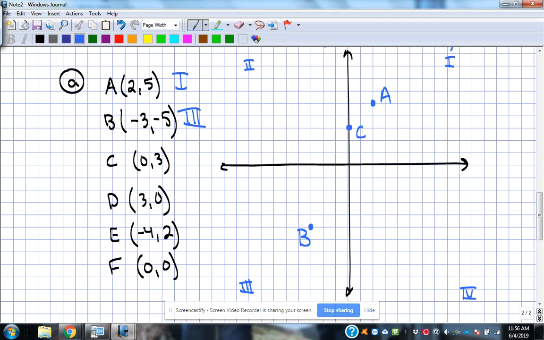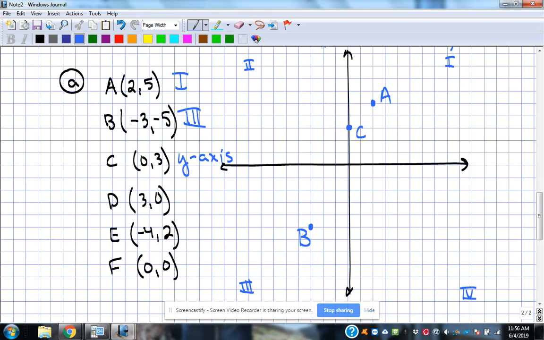Where is point C located? Is it in one of the quadrants? No, it's on the border, right? And that border is called the Y-axis. So if you're on the Y-axis, you're not technically in any quadrant. You're in between. So it's like standing in the doorway. You're not really in the hallway. You're not really in the classroom.